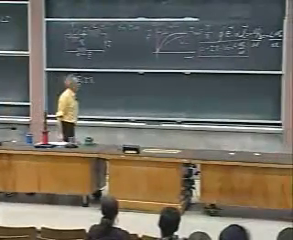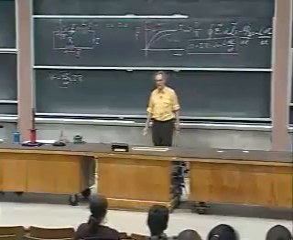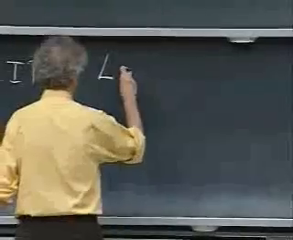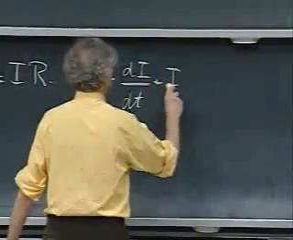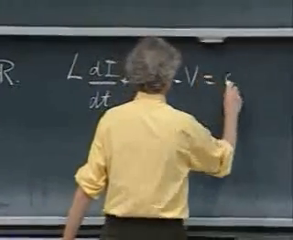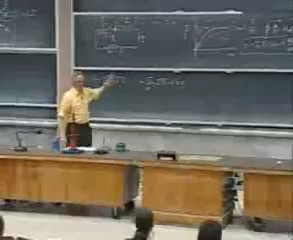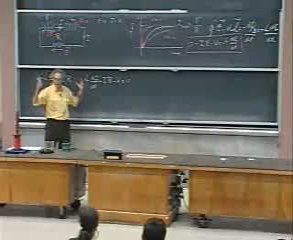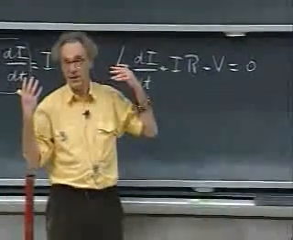And what is often done is that you bring all the terms to the left side and you get a 0 on the right side. And so what you often see is that L dI/dt plus IR minus V equals 0. And because we have a 0 here, some physicists think that this is an application of Kirchhoff's rule, which is nonsense. You can always make a 0 here by bringing all the terms to this side.